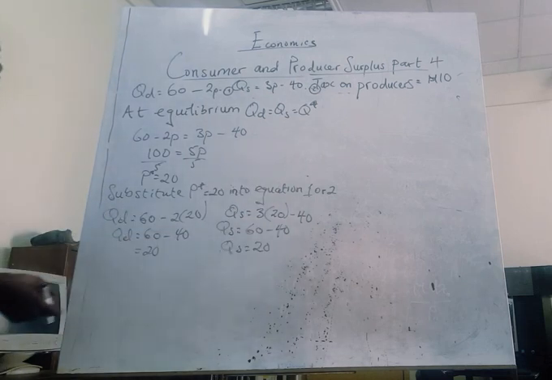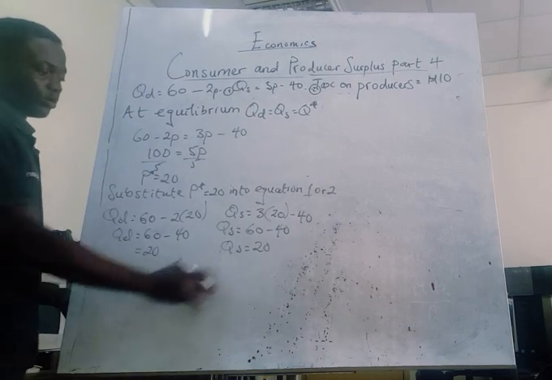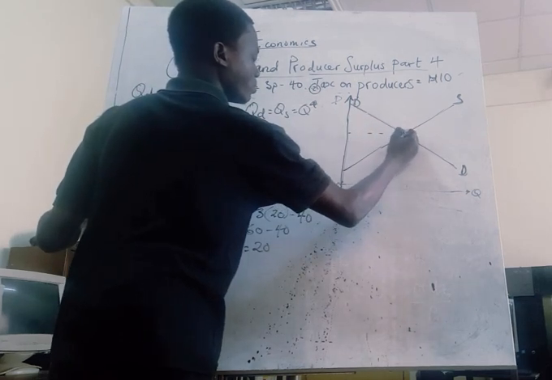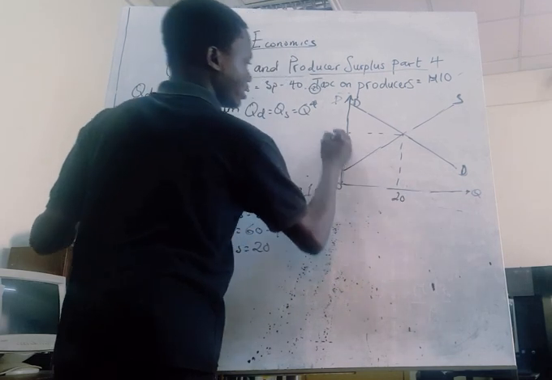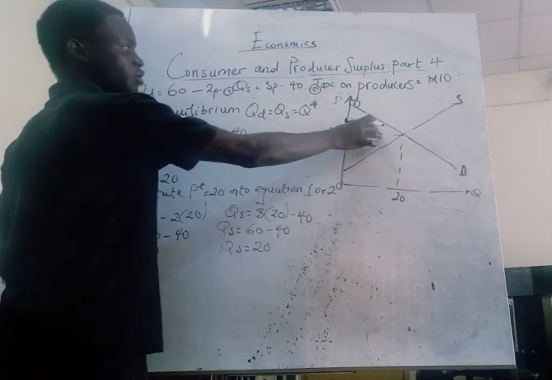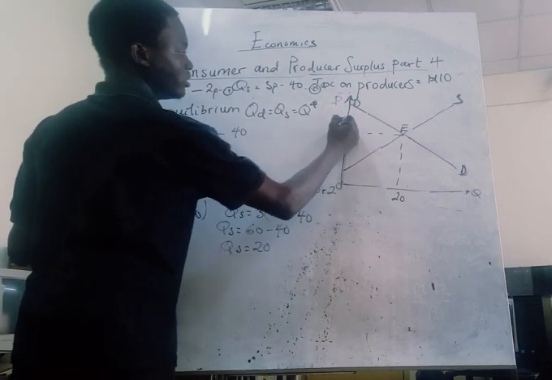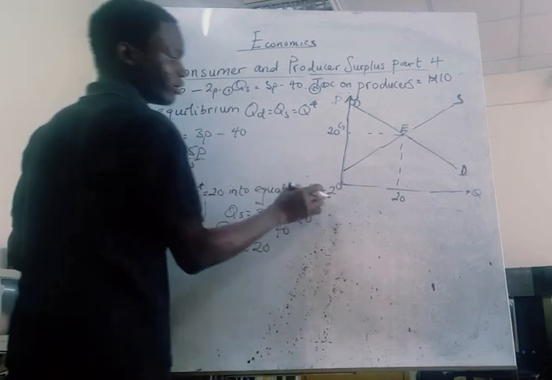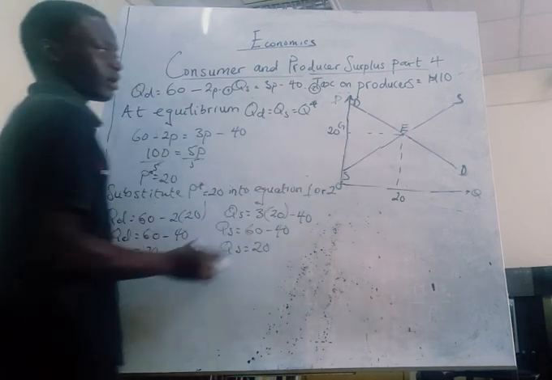Our condition said at equilibrium QD equals QS equals Q star, and you can see that QD of course equals QS. So at equilibrium we have this to be 20, and then we have this to be 20 as well. This triangle represents our consumer surplus. We may just name the equilibrium E. So DE, then name this point G. So the area of triangle DEG will give us our consumer surplus, and the area of triangle SEG would give us our producer surplus.